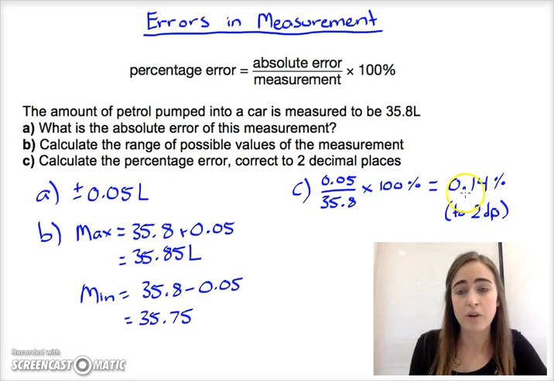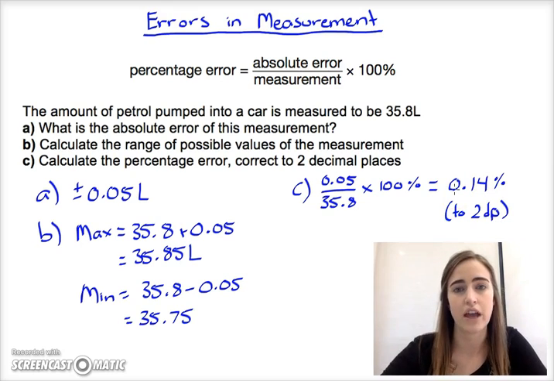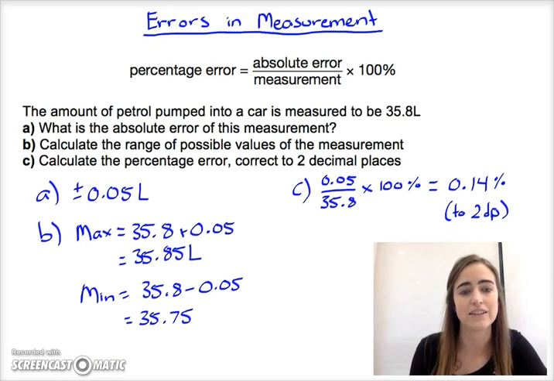So a 0.14 percentage error isn't huge, so we should be okay with that, but it tells us how significant that error is.